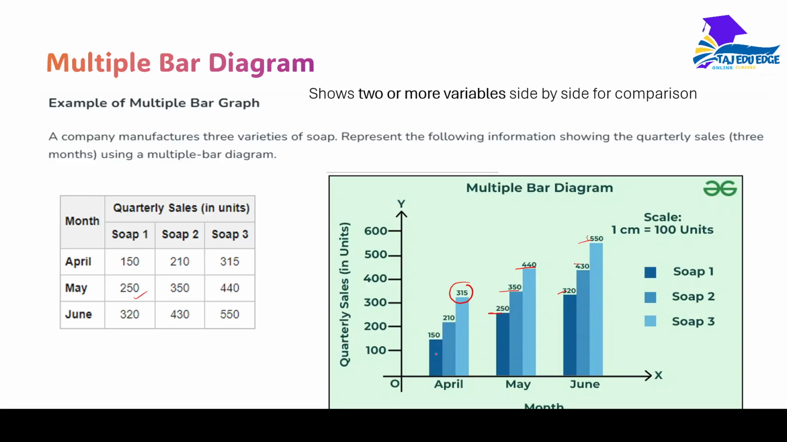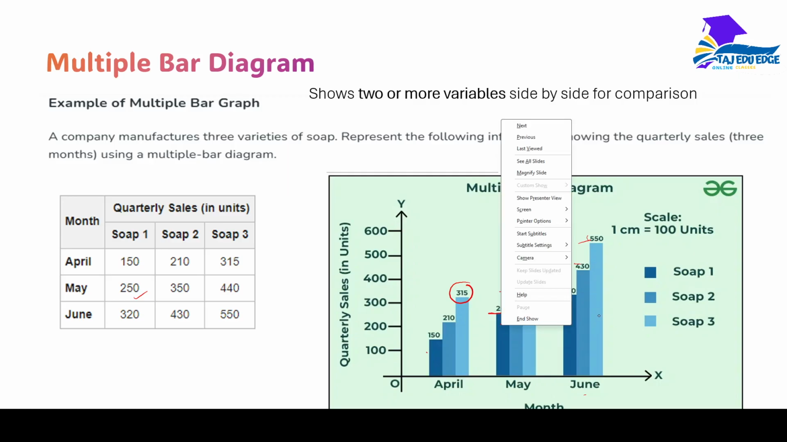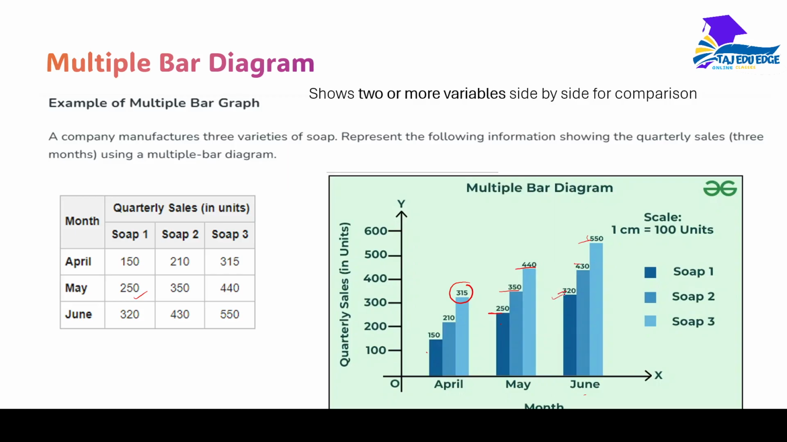But also we are seeing that April, May, June, if we compare only sales, soap 1 was 150 in April, in May it was 250, in June it is 320. Sales of soap 1 is also increasing, the sales of soap 2 is also increasing, and the sales of soap 3 is also increasing. It means that the company's sales are increasing monthly.